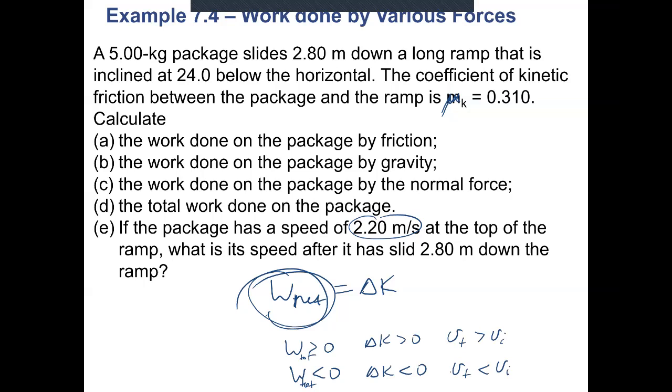All right, so we're going to look at this example. We're going to calculate each work done. We're going to calculate the net work, and then we can figure out what we should get, higher or less speed, depending on just that, and then go ahead and calculate it. All right, so let's start. I'm giving myself more room over here.